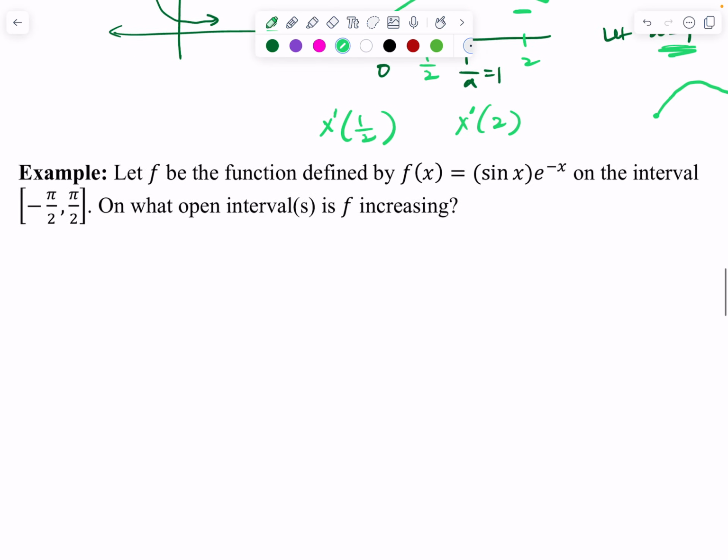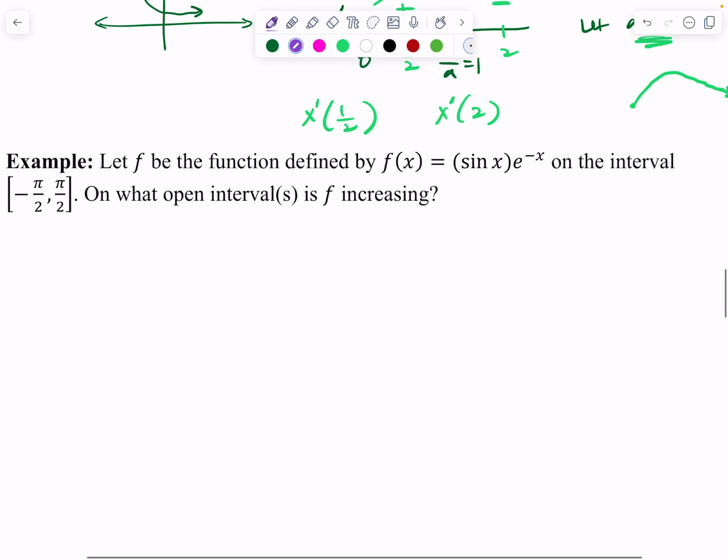Okay, next question, next example. f of x is sine times e to the negative x on the interval from -π/2 to π/2. So determining on what intervals f is increasing. Again, you can pause the video and try this on your own if you want, and then check your answer after. But f would be increasing when f prime is positive.